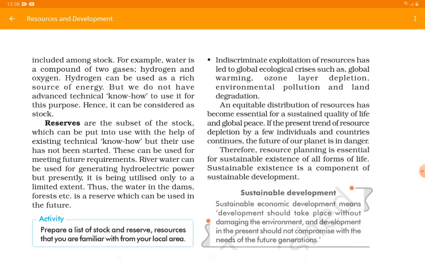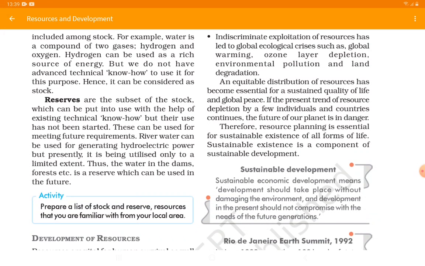For example, water is a compound of two gases, hydrogen and oxygen. Hydrogen can be used as a rich source of energy, but we do not have the advanced technical know-how to use it for this purpose. Hence it can be considered as a stock. Means if you want to create water, because of the increasing demand of water, we can make it from hydrogen and oxygen, but we do not have any such technologies which can convert this.